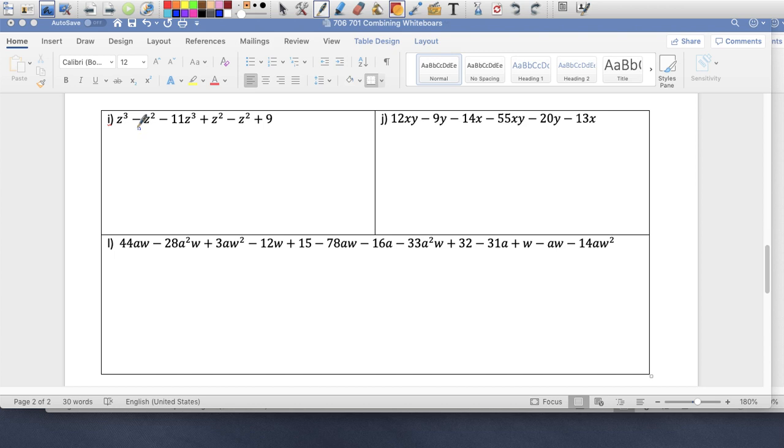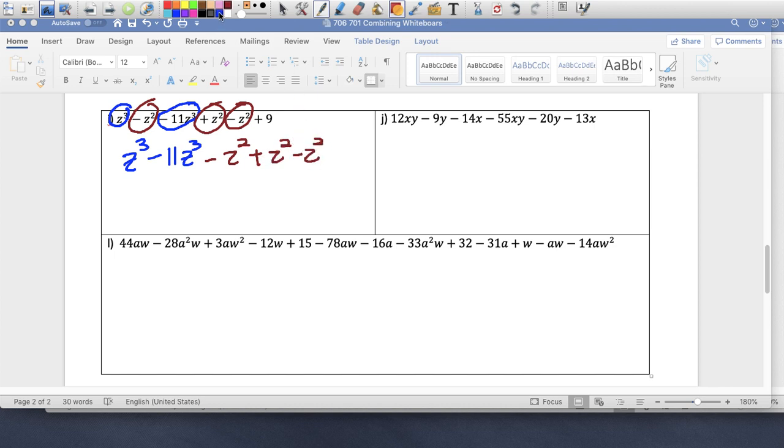So we're going to start with this. Z cubed, negative 11z to the third power. So z to the third power minus 11 z to the third power. And then in red, I'm going to do the z squared plus z squared minus z squared. So it's minus z squared plus z squared minus z squared. And finally, the last thing here, plus 9. This one is easy, so the plus 9 is already done, so that's a check.